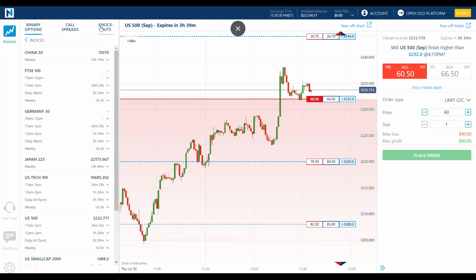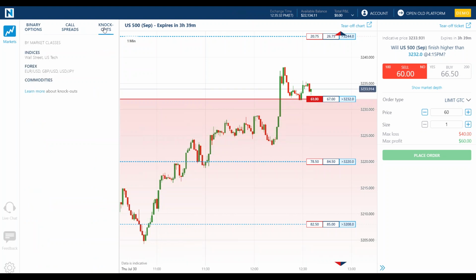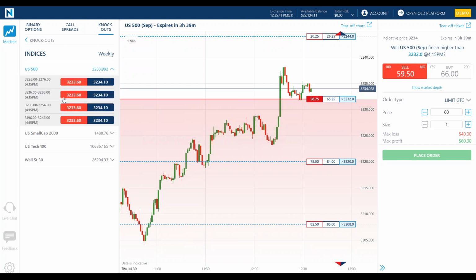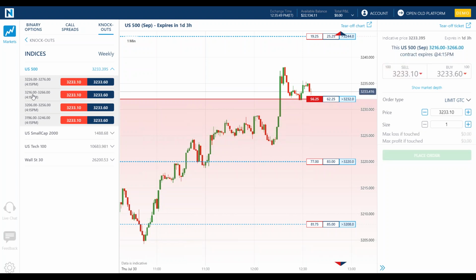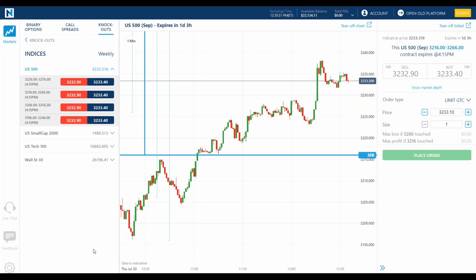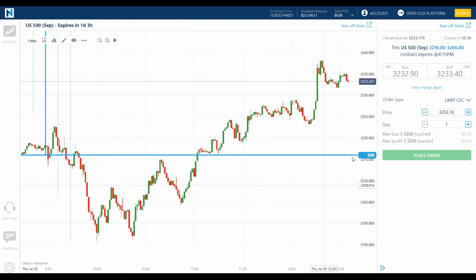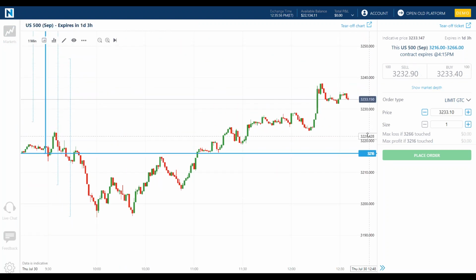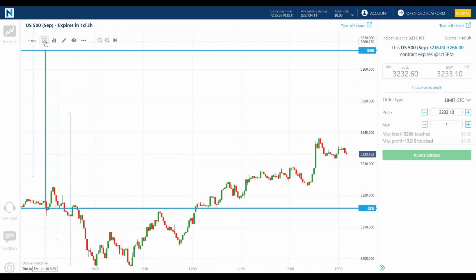Now let's talk about knockouts, because I think knockouts are a little bit more intuitive, since you're actually trading the price of the underlying. I am going to go to the indices again, and to the US 500, the S&P 500, just because that's what we were looking at in the binaries. I notice there are always 4 of these, and I'm going to click on any one of them. It doesn't really matter. At the moment, I'm going to hide this, and I am going to shrink our chart in.